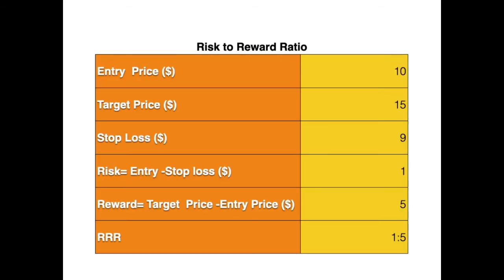This table shows how you can compute for the risk to reward ratio. For example, you have an entry price of $10, your target price is $15, and you want to stop your losses at $9. Your risk, which is the entry price minus the stop loss point, is $1. Your reward is the target price less the entry price, which is $5. This means that for every $1 of risk, the reward is $5.